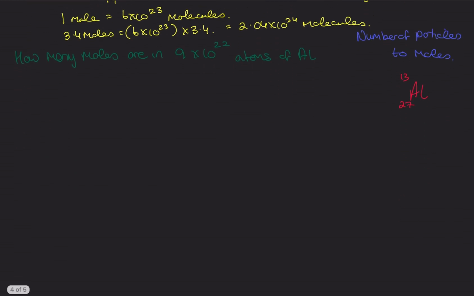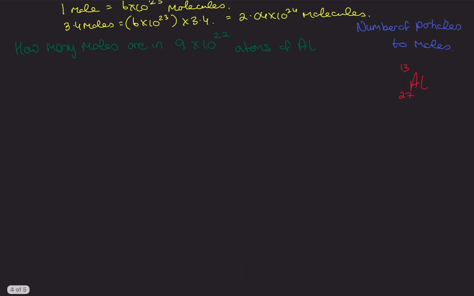Okay, now, how many moles are in 9 by 10 to the 22 atoms of aluminium? So think about it. Do I even need to know that it's aluminium? I know that 1 mole equals this, and it's atoms in this case because it's pure aluminium. So I can just do it as a fraction.